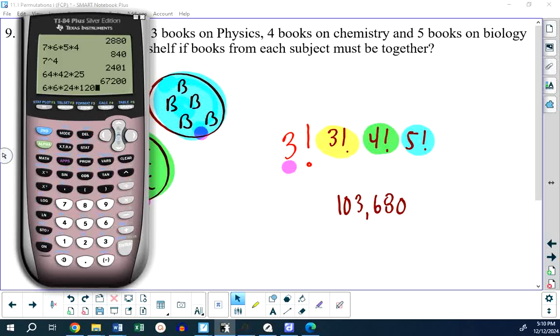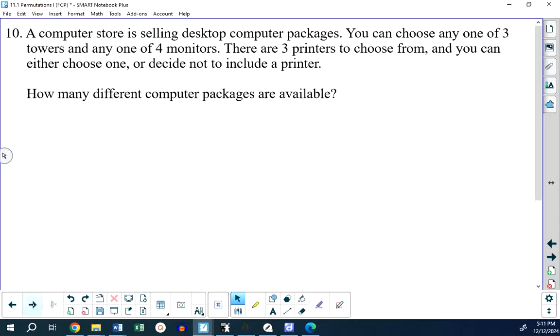As you learn what some of these factorials are equal to because you use them frequently enough, it's a time saver. You're not poking around looking for that factorial function. So 103,680 different ways. And we're going to round things off with one final example.